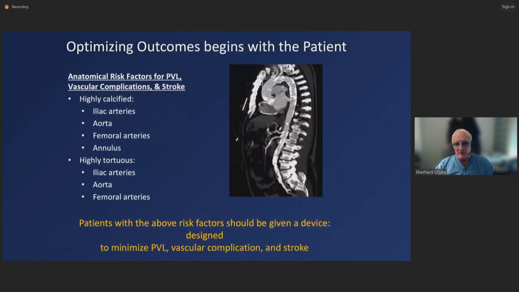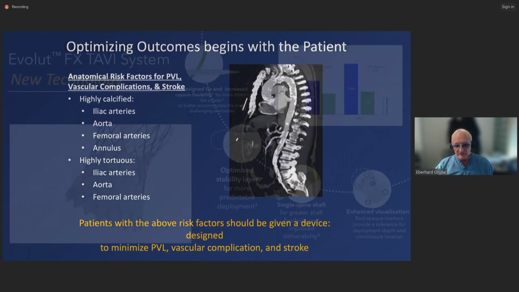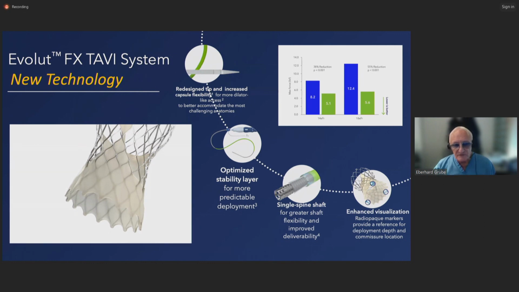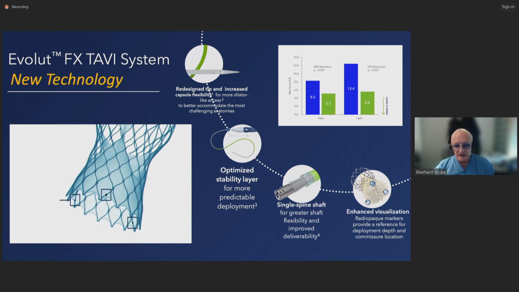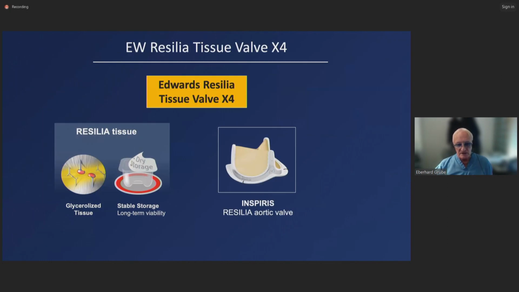And we all know optimizing outcomes begins with the patient. Anatomical risk factors and CT measurements are mandatory in today's world, and we should choose the appropriate valve in order to eliminate these complications. We're starting with new technology. Evolut FX TAVR system has a redesigned tip and increased capsule flexibility. It does have an optimized stability layer, a single spine shaft for greater shaft flexibility, and enhanced visualization with radiopaque markers to provide a reference for deployment depth and commissural localization.